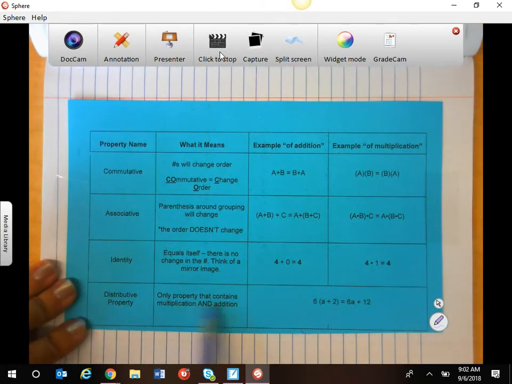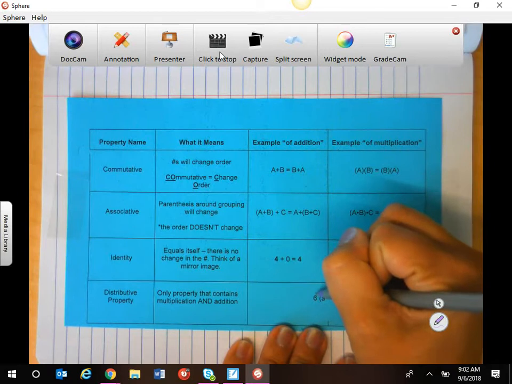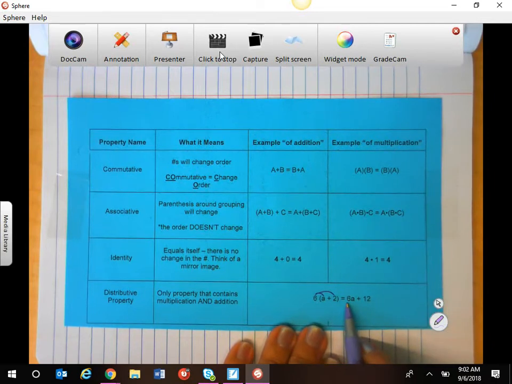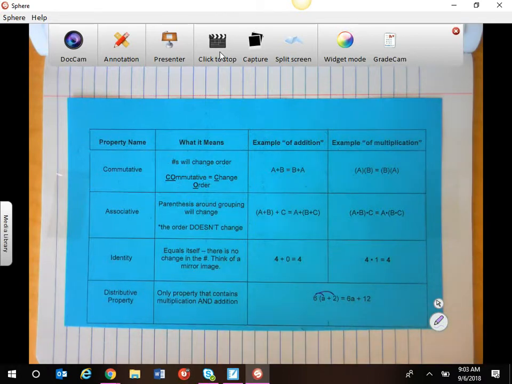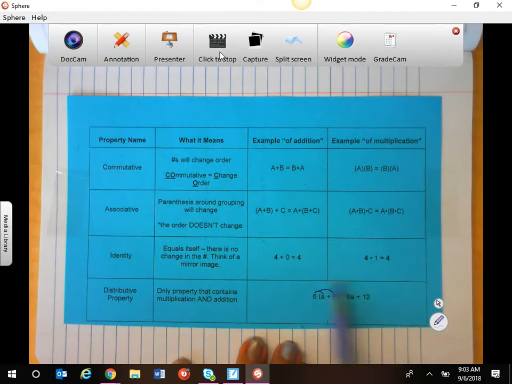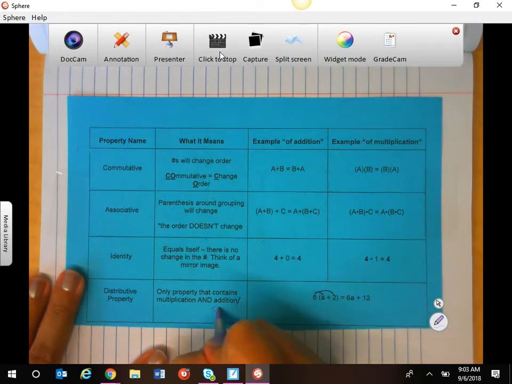So this is the only property that contains multiplication and division. And in class today, what we talked about was how you're distributing this number outside the parentheses with everything inside. And so we're going to say 6 times A and 6 times 2. So you need to make sure that you're very comfortable with this. And when it says multiplication and addition, sometimes this is subtraction as well, as we saw in class.